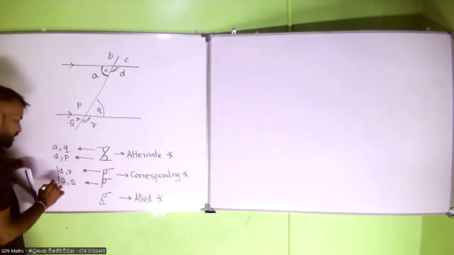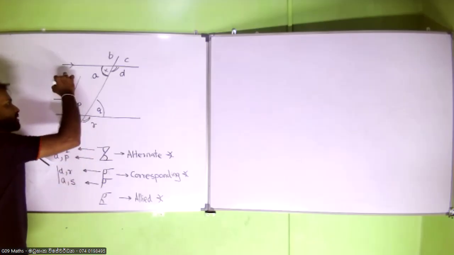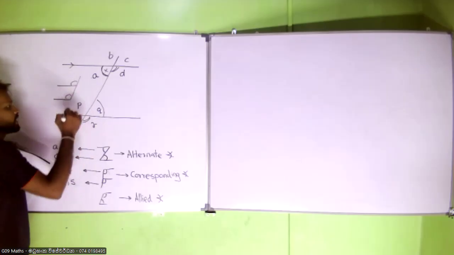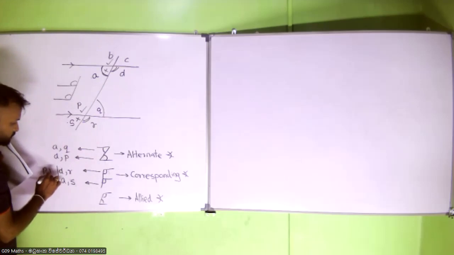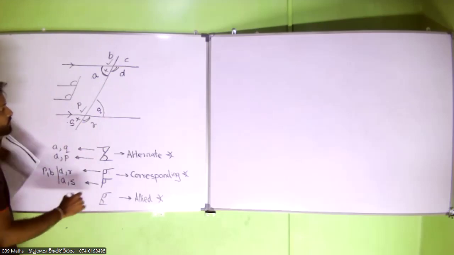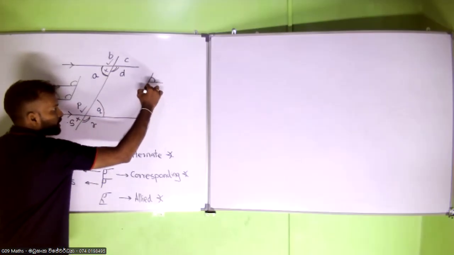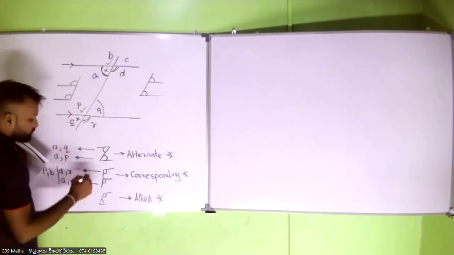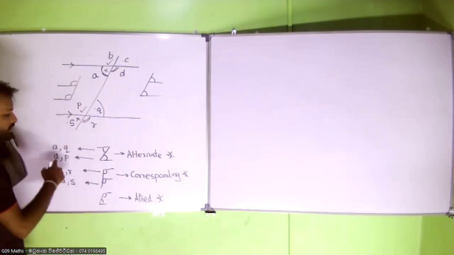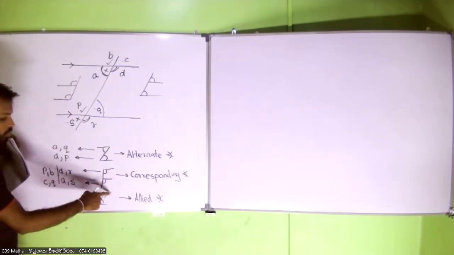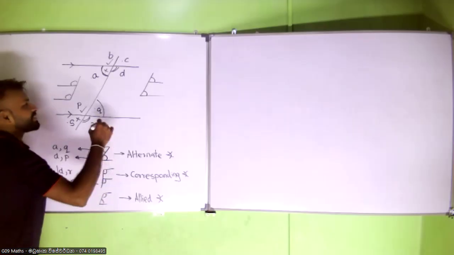There are two other pairs. On this side, this angle and this angle: P and B are also corresponding angles, F type of angle. And on this side you can find something similar: this angle and this angle, that means C and Q. You have to find the F pairs and the C pairs. Very interesting.